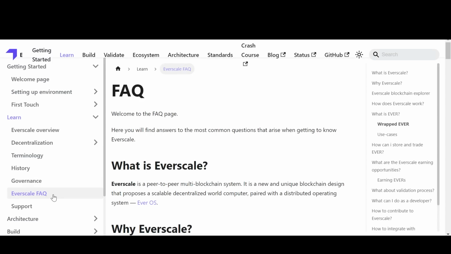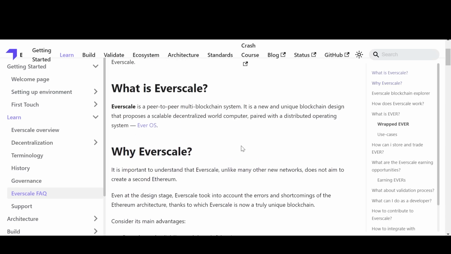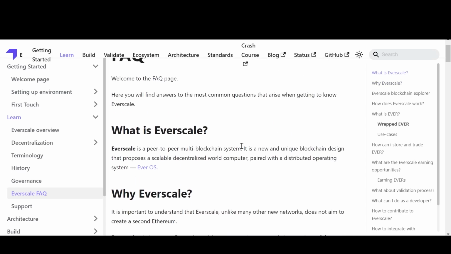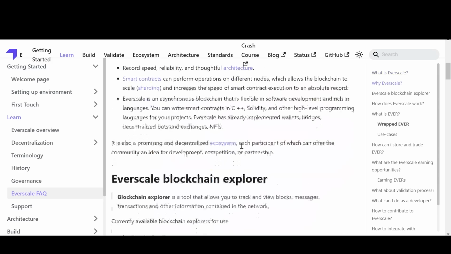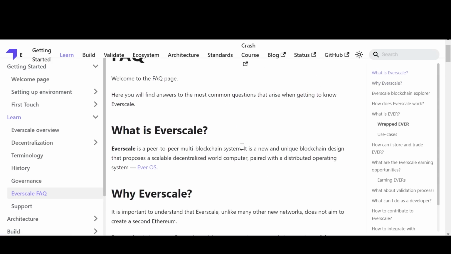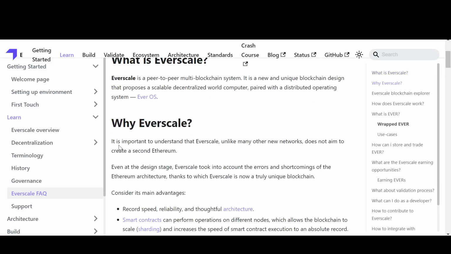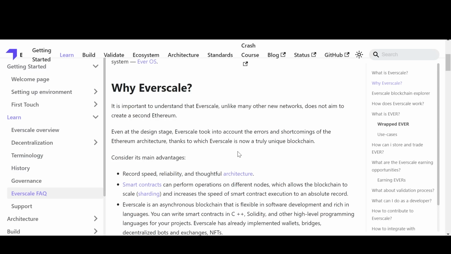Now let's move to frequently asked questions. Again, I will only read a couple of questions, so if you are interested in knowing something more, go to this page and read it yourself. Let's start with why Everscale? As it says, it is important to understand that Everscale, unlike many other new networks, does not aim to create a second Ethereum. Even at the design stage, Everscale took into account the errors and shortcomings of the Ethereum architecture, thanks to which Everscale is now a truly unique blockchain.